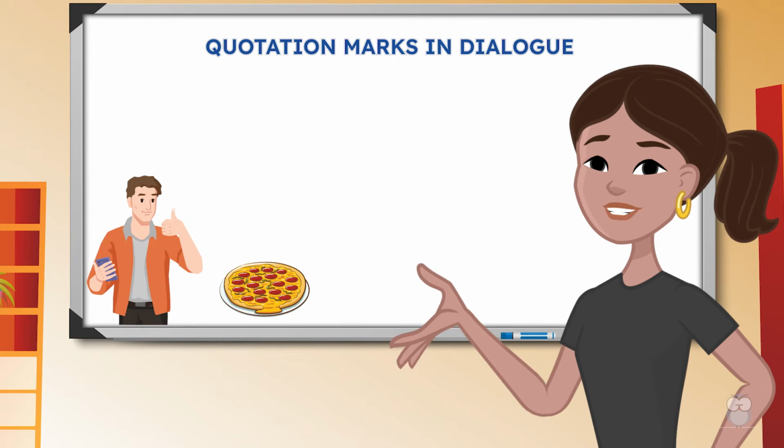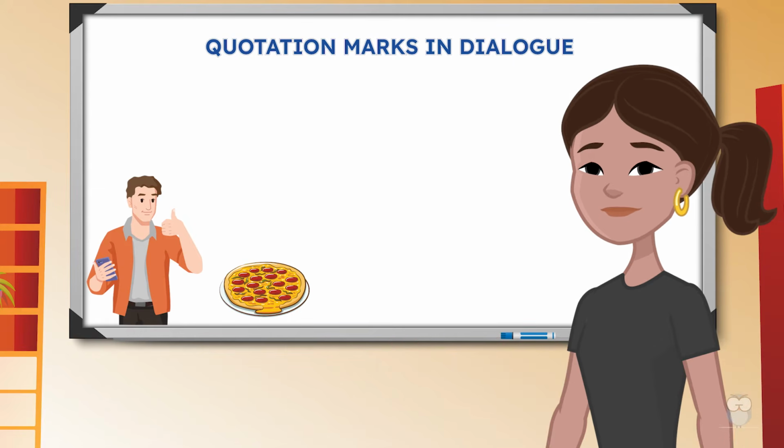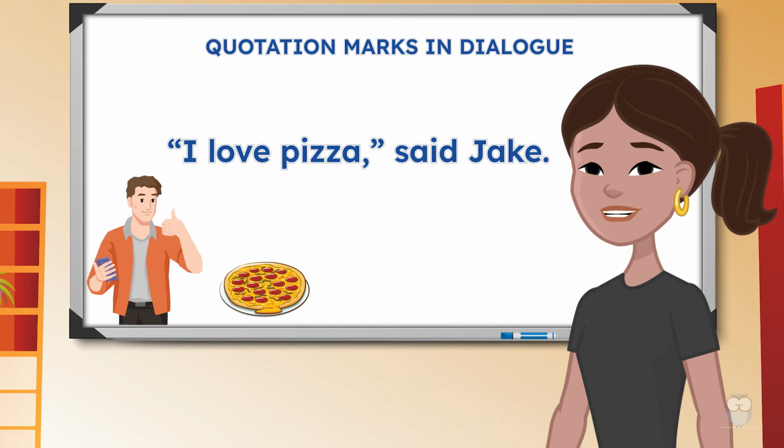Let's look at another way that dialogue can be presented. "I love pizza," said Jake. So now, the tag comes after the dialogue. Notice how we set the tag apart from the dialogue by using the comma after the last word of dialogue. And also notice how it is placed inside the quotation marks.